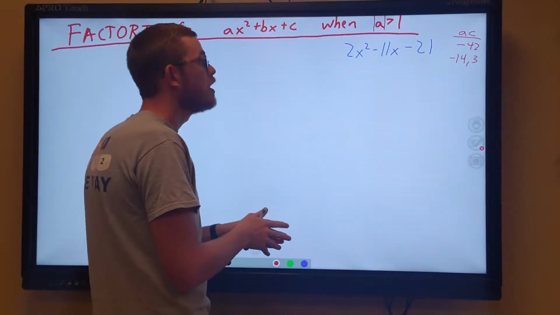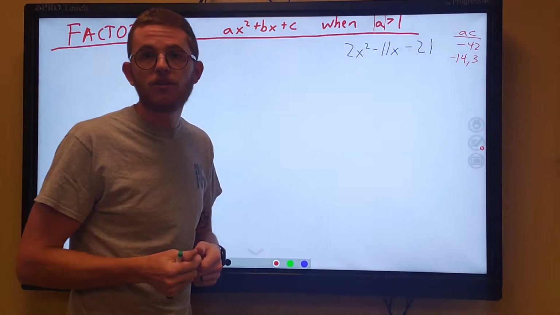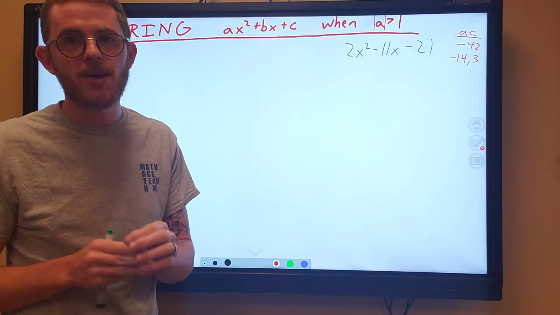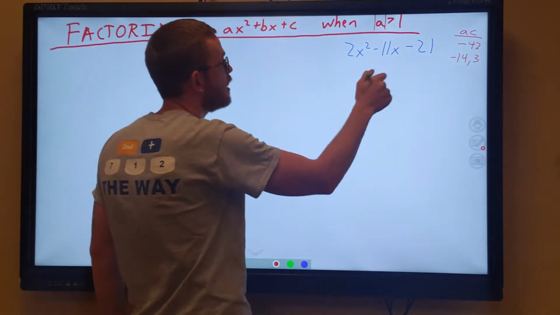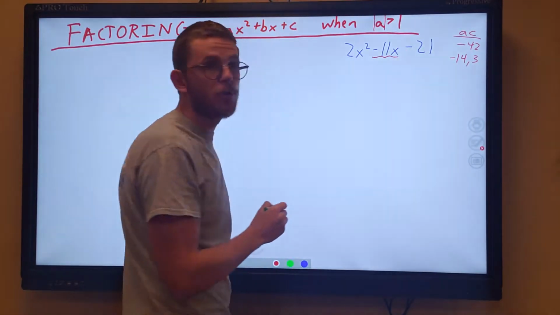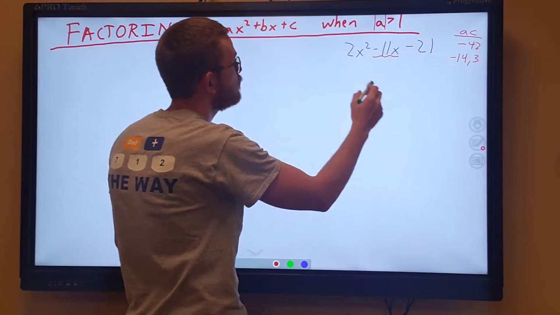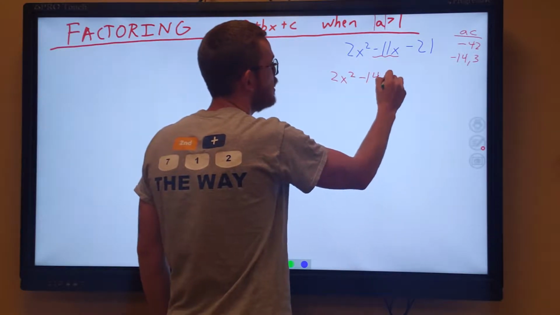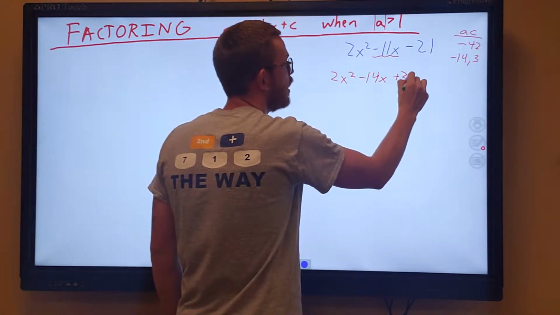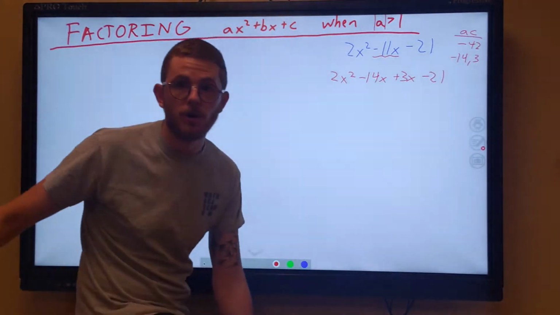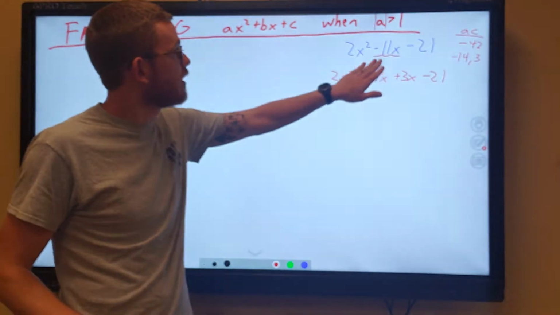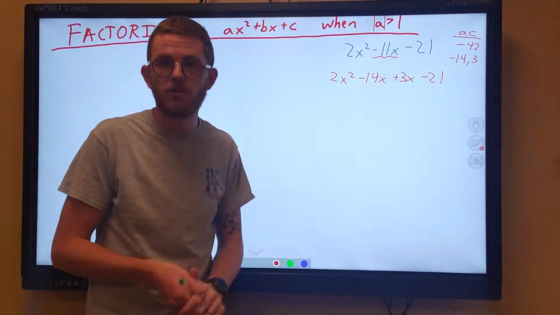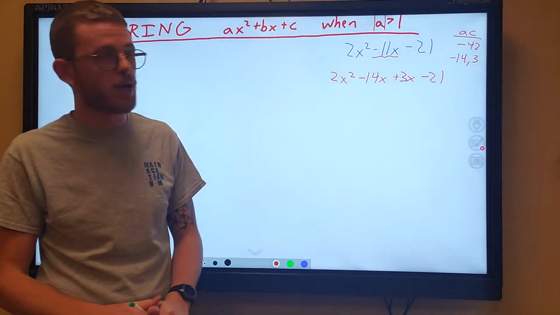Very reasonable. So, what I'm going to do, this first method is going to be factor by grouping. We're going to set this up to be factored by grouping. And how I'm going to do that is I'm going to rewrite that middle term with the negative 14 and the 3. So 2x squared minus 14x plus 3x minus 21. We are just rewriting that middle term with the numbers we have. All we've done is just put some makeup on it. Just made it look a little nicer, okay?